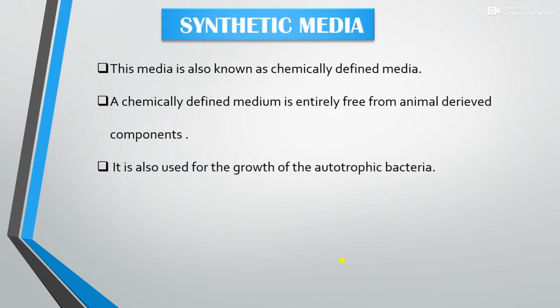The second one is synthetic media. It is also known as chemically defined media. It is entirely free from animal-derived components. These animal-derived components are generally unknown in their chemical composition, and that's why these media are chemically defined, because they are free from components of unknown chemical composition. It is also used for the growth of autotrophic bacteria.